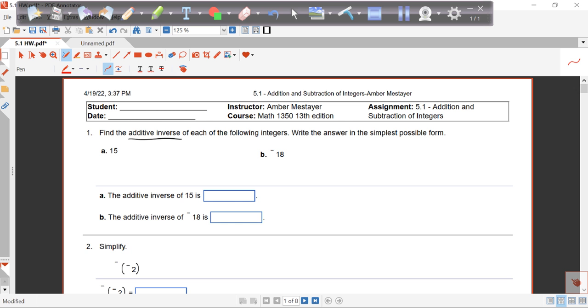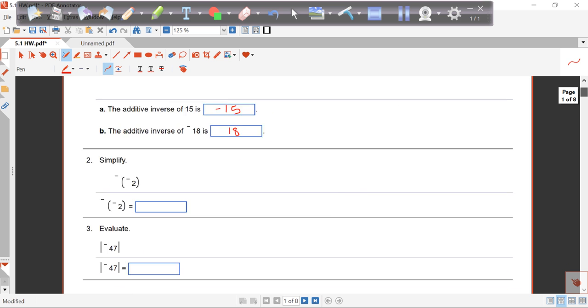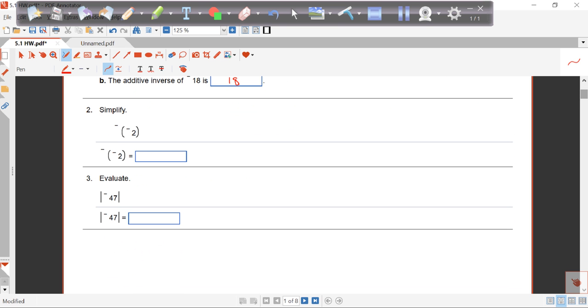So the additive inverse of 15 is negative 15. The additive inverse of negative 18 would be positive 18. All right, then the next two we're going to simplify. Here we have negative times negative makes positive, so this will be positive 2. And here, remember that the absolute value means the distance from 0, and it makes the number positive, so the absolute value of negative 47 is 47.